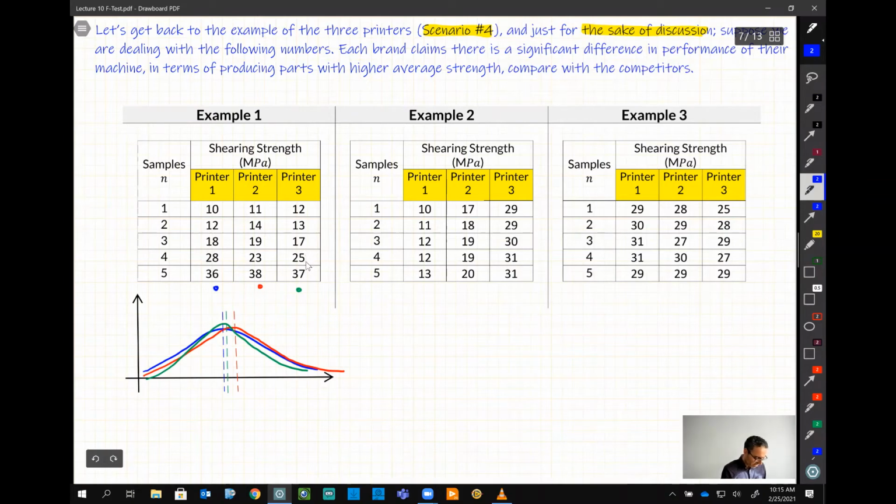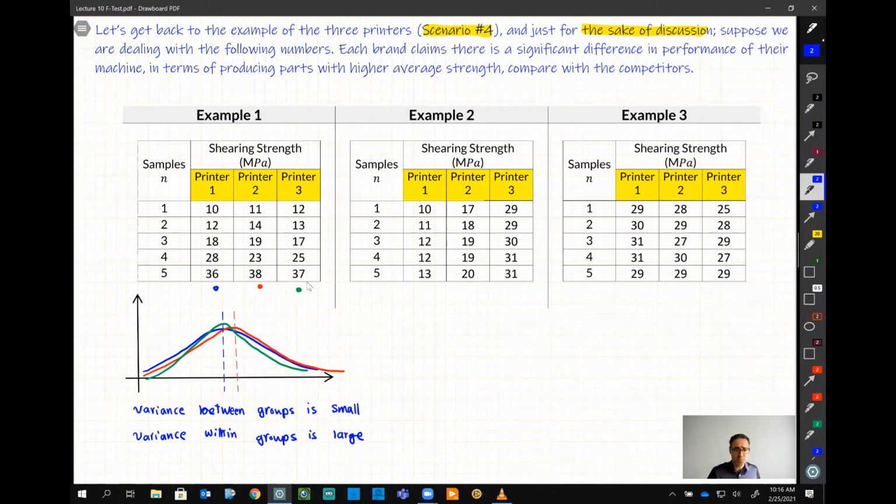So maybe I can write down that the variance between groups is small, but variance within groups is large. Can I say that? I guess this is something that visually we can say.